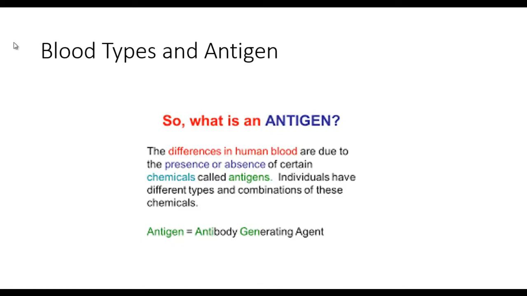And I like this at the bottom in particular. An antigen is an antibody generating agent. So it produces antibodies. Antibodies are part of your immune system.